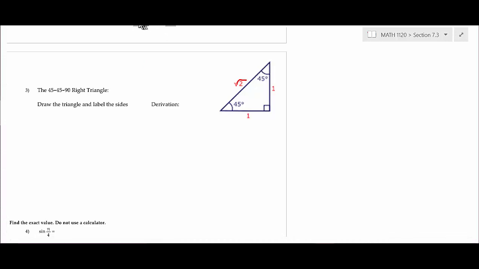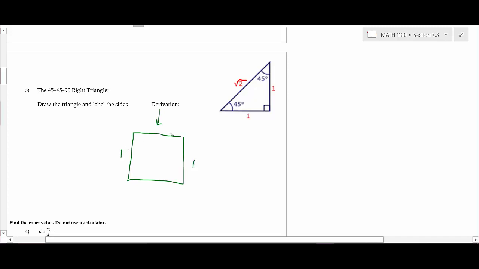Let me show you where this one comes from. The derivation of this goes like this. Draw a square, and for simplicity, make every side 1. You could make the side anything you wanted to, but I'm just going to use 1. Then I'm going to draw a diagonal. Again, you just have to know some basic geometry. Does it make sense that if this is a 90-degree angle, the diagonal would cut it in half and make it 45 and 45? There is a proven geometric theorem that says that. So you have a 45, 45 right triangle, right?